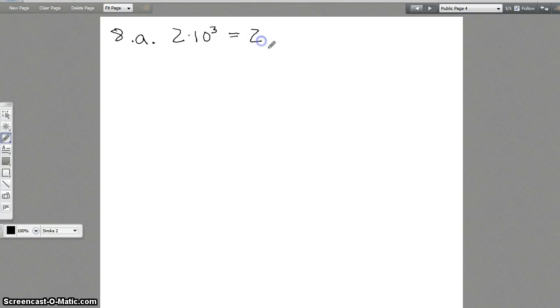What we do is we start off with a 2. We have to move the decimal over 3 places: 1, 2, 3. Fill those in with zeros. And our answer is 2,000.